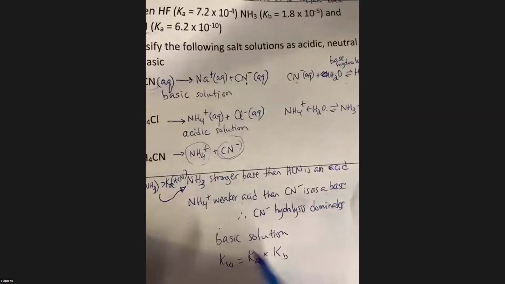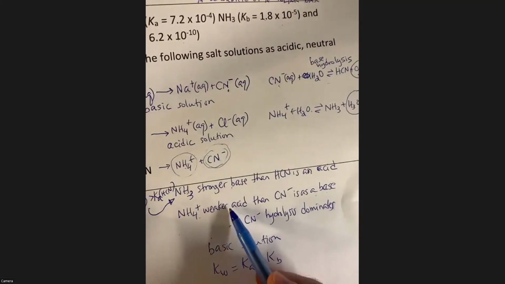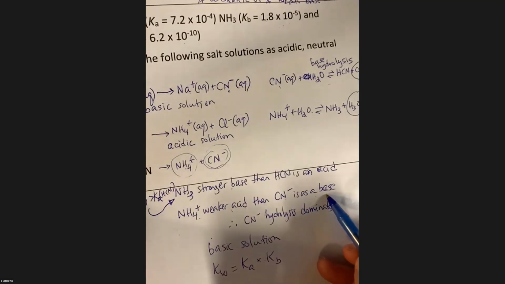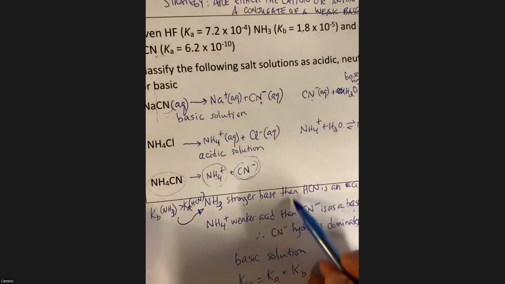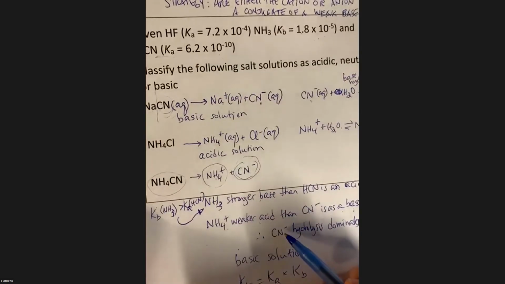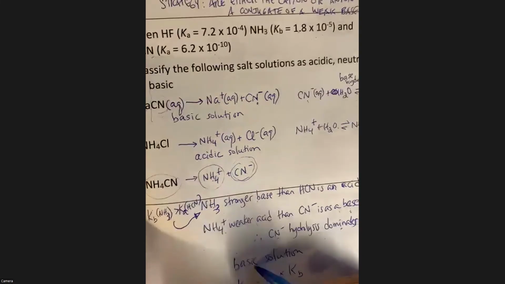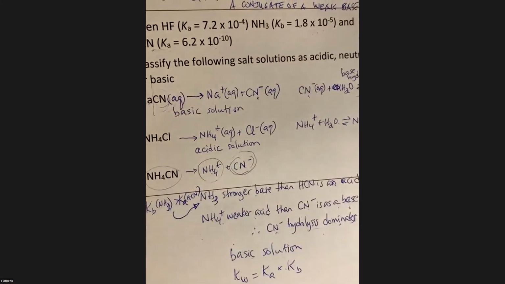So you can do that and show and prove mathematically that this statement is correct, that ammonium is a weaker acid than cyanide is a base. So when you combine these two in a salt solution, the one that's dominating will be the one that is a little stronger, which is the basic one. And so that means it's going to create a basic solution. All right, so please go back and review that stuff.